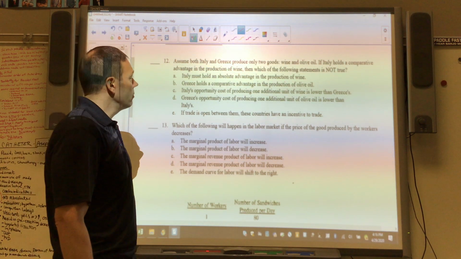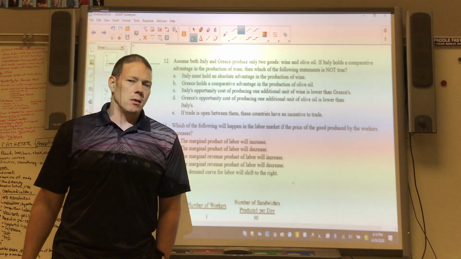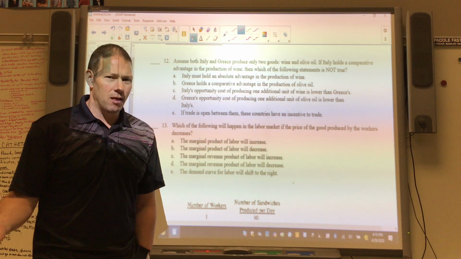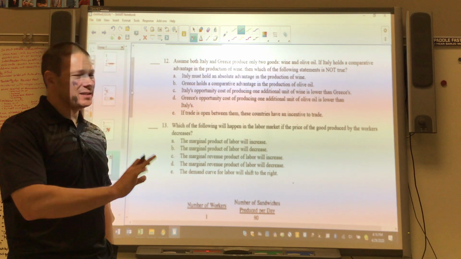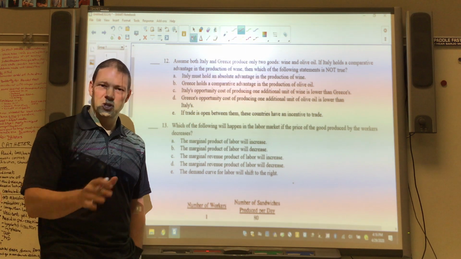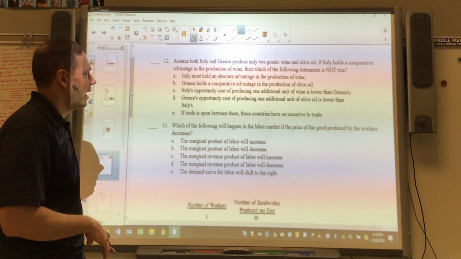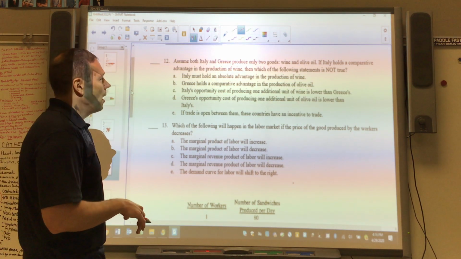All right, Italy and Greece produce only 2 goods, wine and olive oil. And I know you're saying, Mers, we know about olive oil. What's this wine thing? My mom keeps telling me not to whine. Well, this is a little bit different. It's kind of like an adult beverage. Again, in a few years, you'll understand what I mean by that, but just go with it for now.